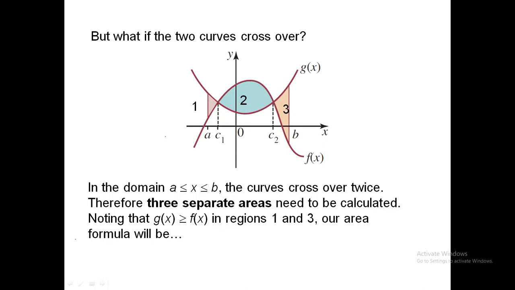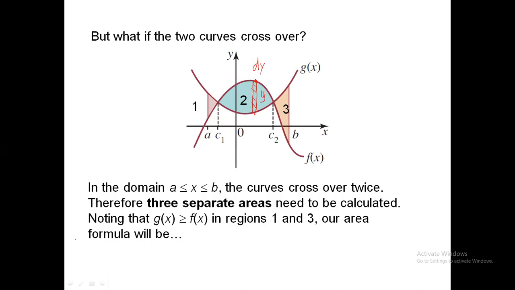Noting that your g of x is greater than the function f of x in regions 1 and 3. Otherwise, it's your function f of x which is higher than g of x in region 2. So you can still use the vertical element here because that would be true for all. There would be consistency if we use the vertical element.